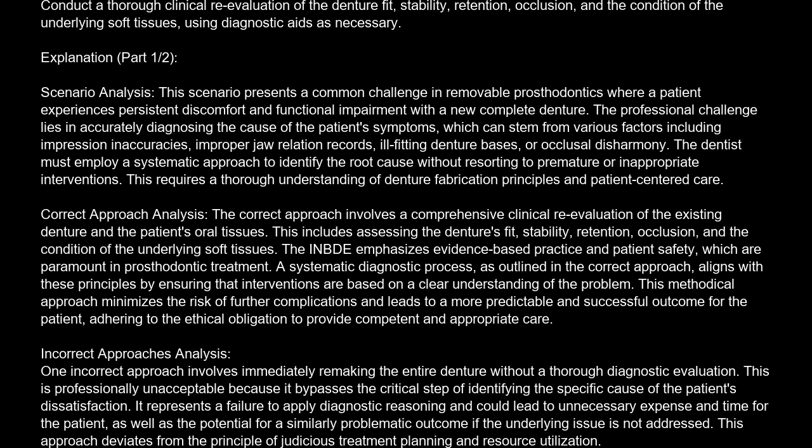Incorrect approaches analysis. One incorrect approach involves immediately remaking the entire denture without a thorough diagnostic evaluation. This is professionally unacceptable because it bypasses the critical step of identifying the specific cause of the patient's dissatisfaction. It represents a failure to apply diagnostic reasoning and could lead to unnecessary expense and time for the patient, as well as the potential for a similarly problematic outcome if the underlying issue is not addressed. This approach deviates from the principle of judicious treatment planning and resource utilization.